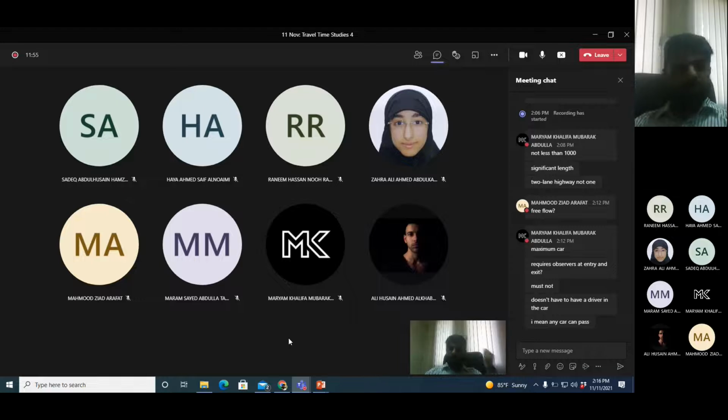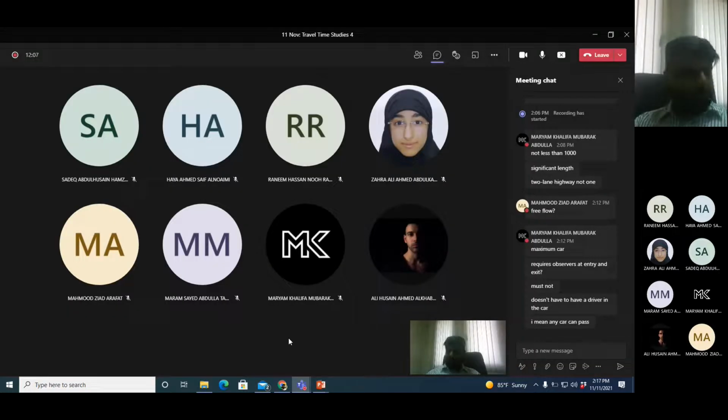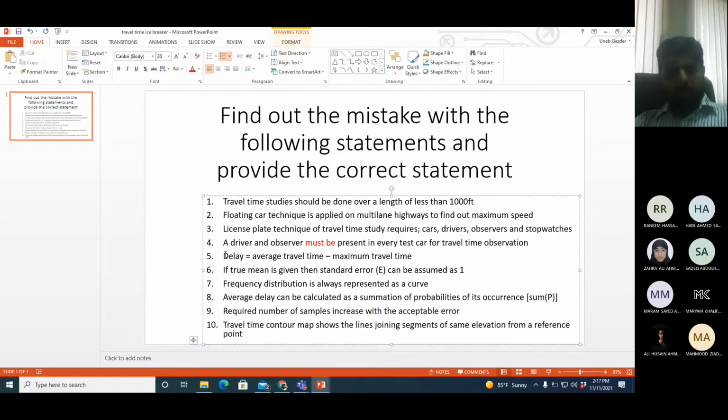I don't know what you mean, but yeah, we need a driver. Driver is necessary. Okay, an observer may not be there, and why? Again, you need to go back and check the notes. Okay, moving on.